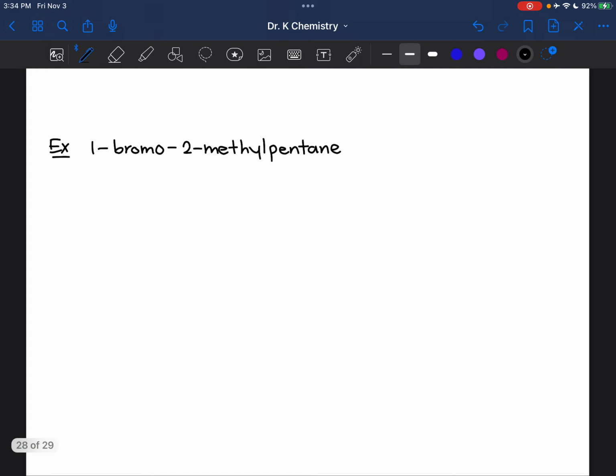This says 1-bromo-2-methylpentane, so I'm immediately going to go to the end of that name. Ane is telling me an alkane, so these will all be single bonds. Pent is telling me that there are 5 carbons in the parent chain. So I'll go ahead and draw pentane. Then I'll number all the carbons. And then I'll attach my substituents.